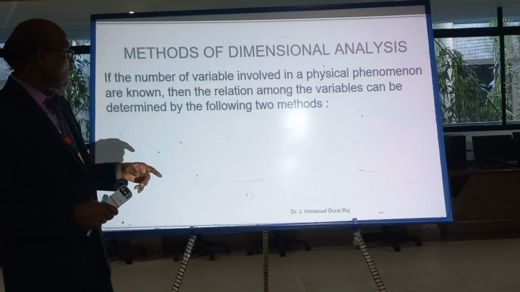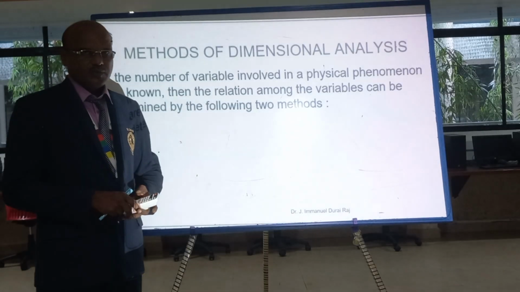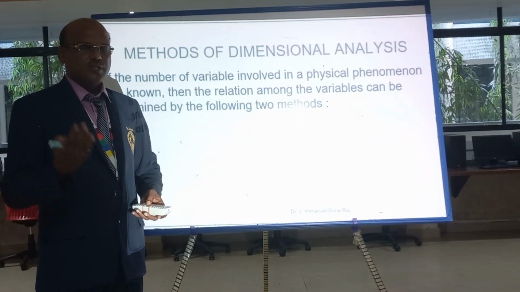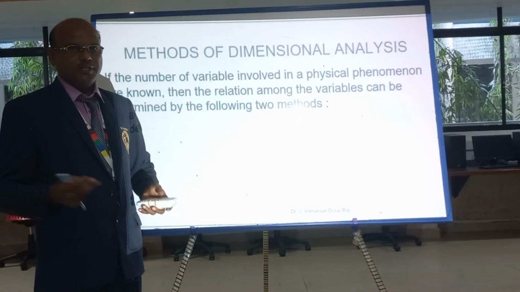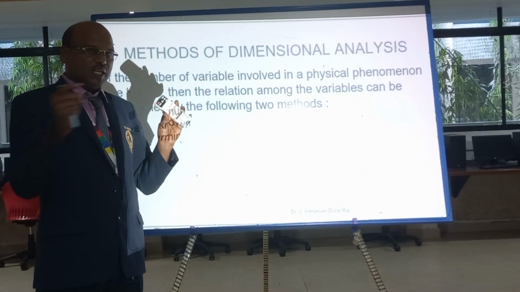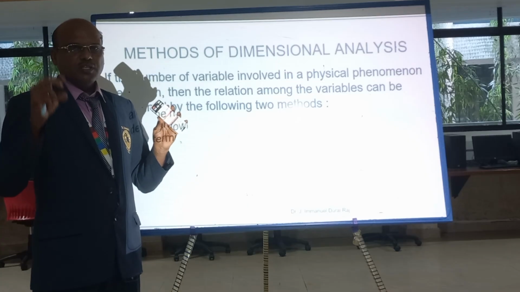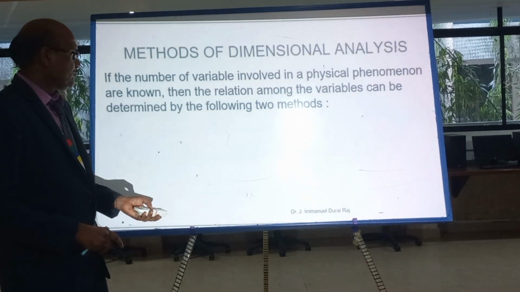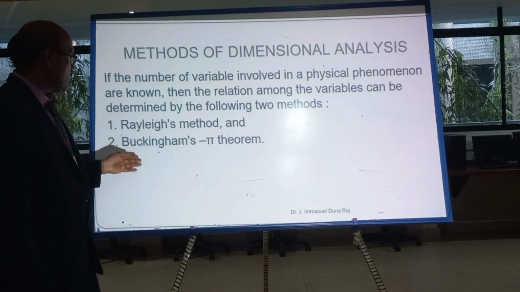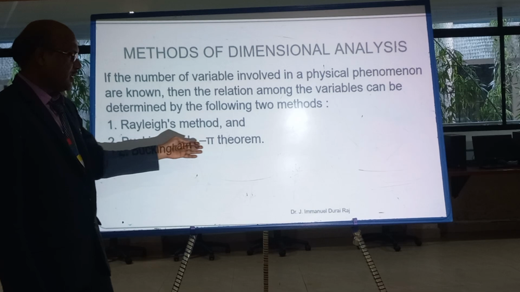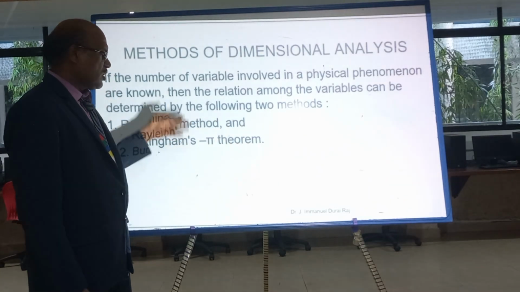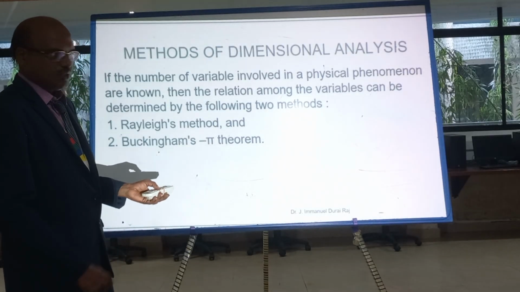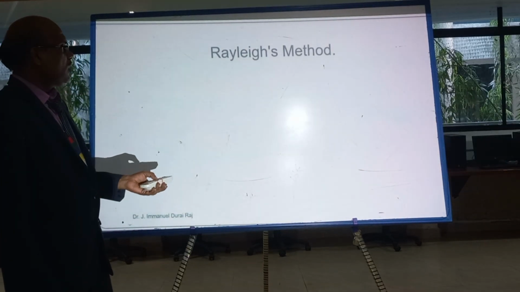Then the relation among the variables can be determined by the following two methods. I told you about the relation, whether a variable is in the numerator or denominator, or whether it will increase or decrease when changing one independent parameter. The dependent is common. If you change any independent parameter, what will happen to the other parameter? That's what you are going to study. One is Rayleigh's method and another is the Buckingham theorem. We will see the merits and demerits of each method. First, you will see what Rayleigh's method is.